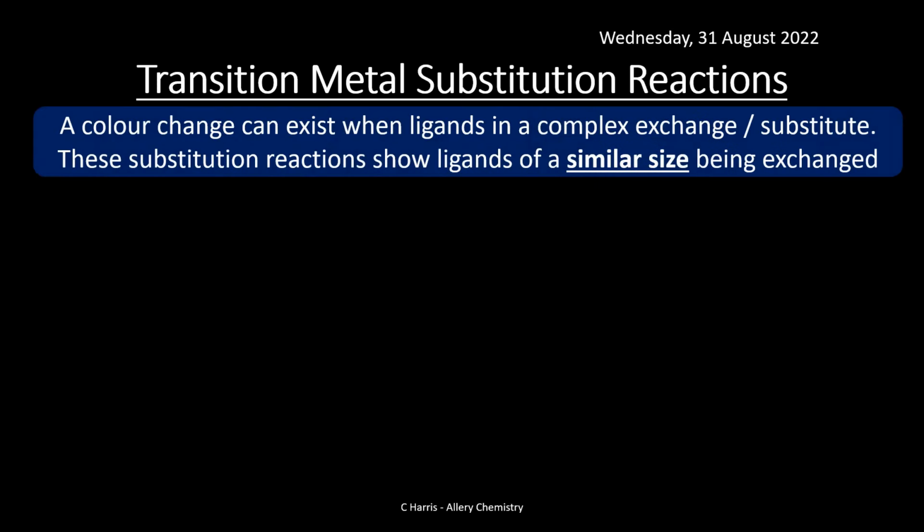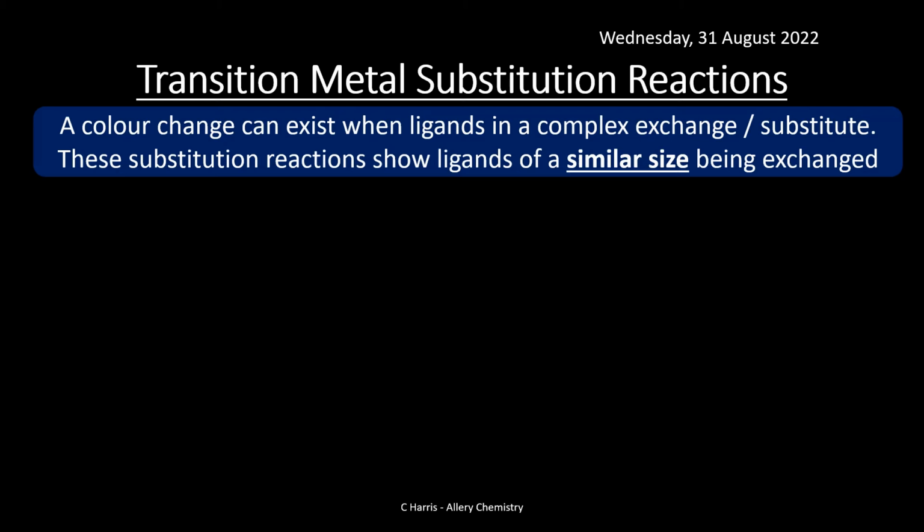Okay, so we're looking towards the back end of this video now; we're moving towards the end of it anyway. We're going to look at some substitution reactions and some of the colours that you need to be aware of. Then we're going to look at stability constants, K stab, towards the end. A colour change can exist, and we've seen a lot of these colour changes and why these things are coloured, but we need to know about some reactions as well.